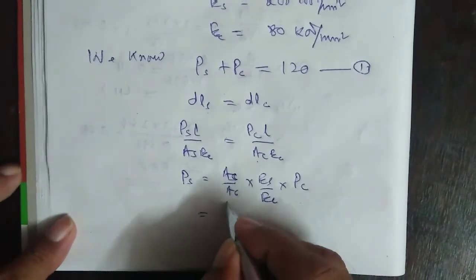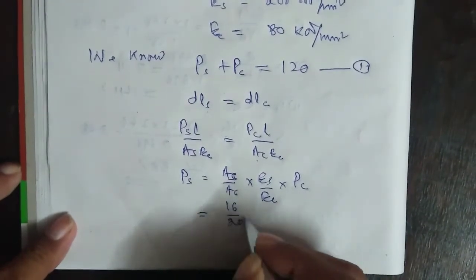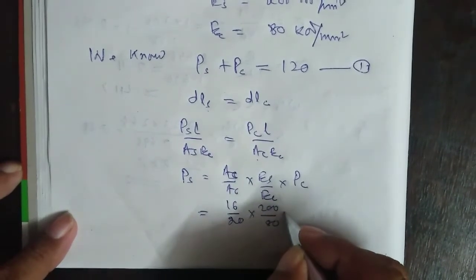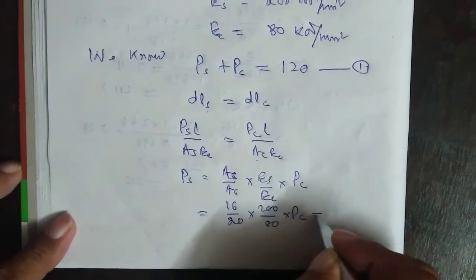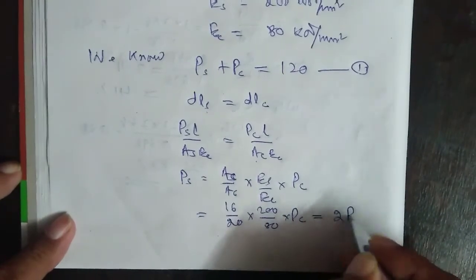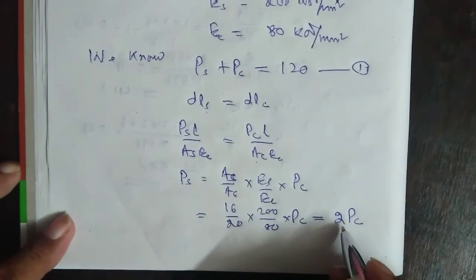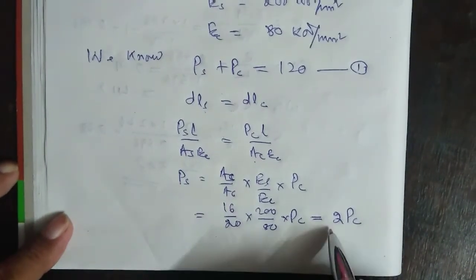Writing AS as 16, AC as 20, ES as 200, EC as 80, PC, it comes out to be 2 PC. 16 by 20 times 200 by 80, that is 4 by 5 times 5 by 2, so it becomes 2 PC. So PS is 2 PC.